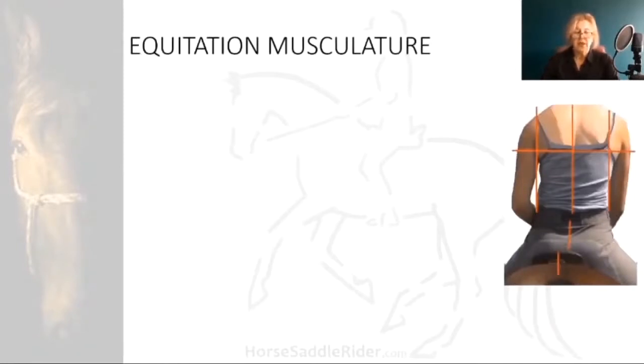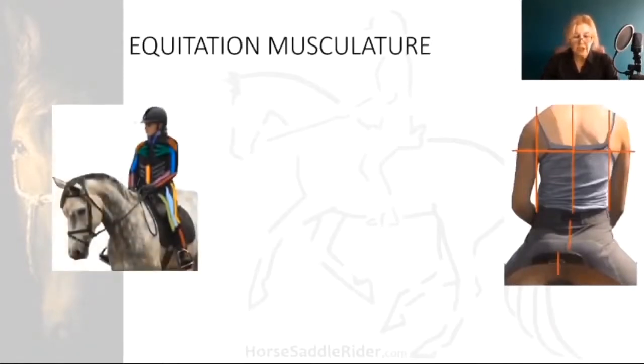So the musculature that's involved in equitation, we have the pectoral muscles here stabilizing the shoulders, deltoids holding the arms in place, the biceps for shortening the reins, and the arm rotator muscles there. We've got the external obliques and rectus abdominis. This is all for trunk stabilization. And the muscles of the thigh and the ankle.